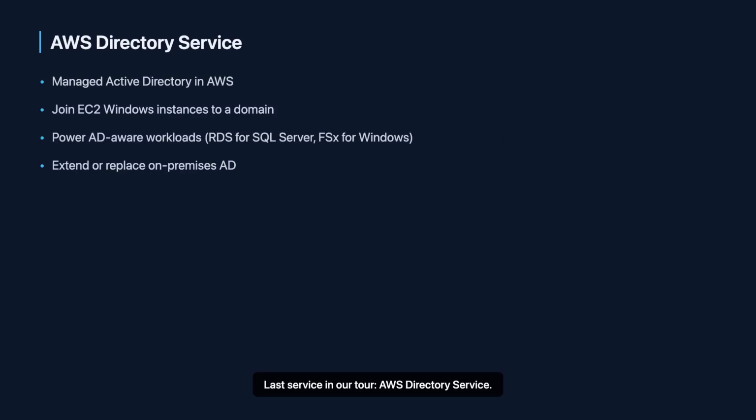Last service in our tour: Amazon Web Services Directory Service. This one is managed Active Directory inside Amazon Web Services, and it shows up in a very specific set of scenarios. You use it to join EC2 Windows instances to a domain. You use it to power AD-aware workloads like RDS for SQL Server or FSx for Windows file shares, which simply expect Active Directory to exist on the network. And you use it to extend or replace your on-premises Active Directory. Think of it as the answer whenever a scenario mentions domain join or AD-aware.